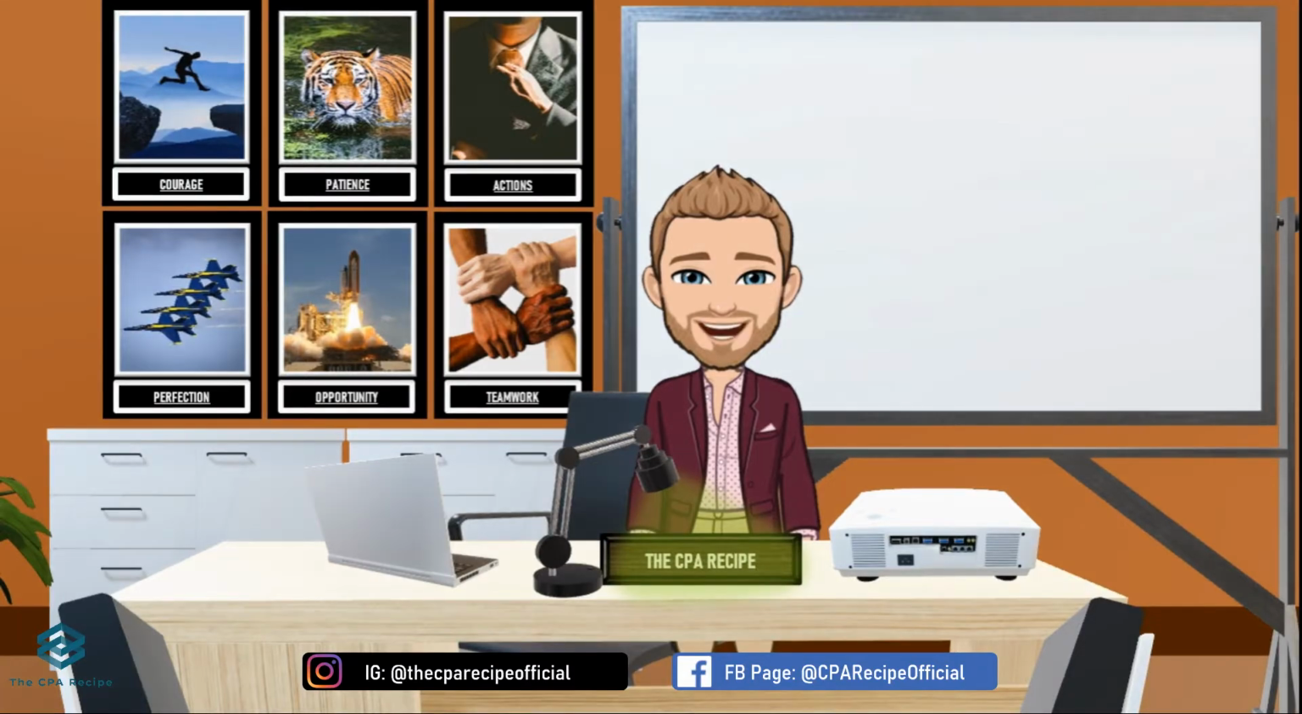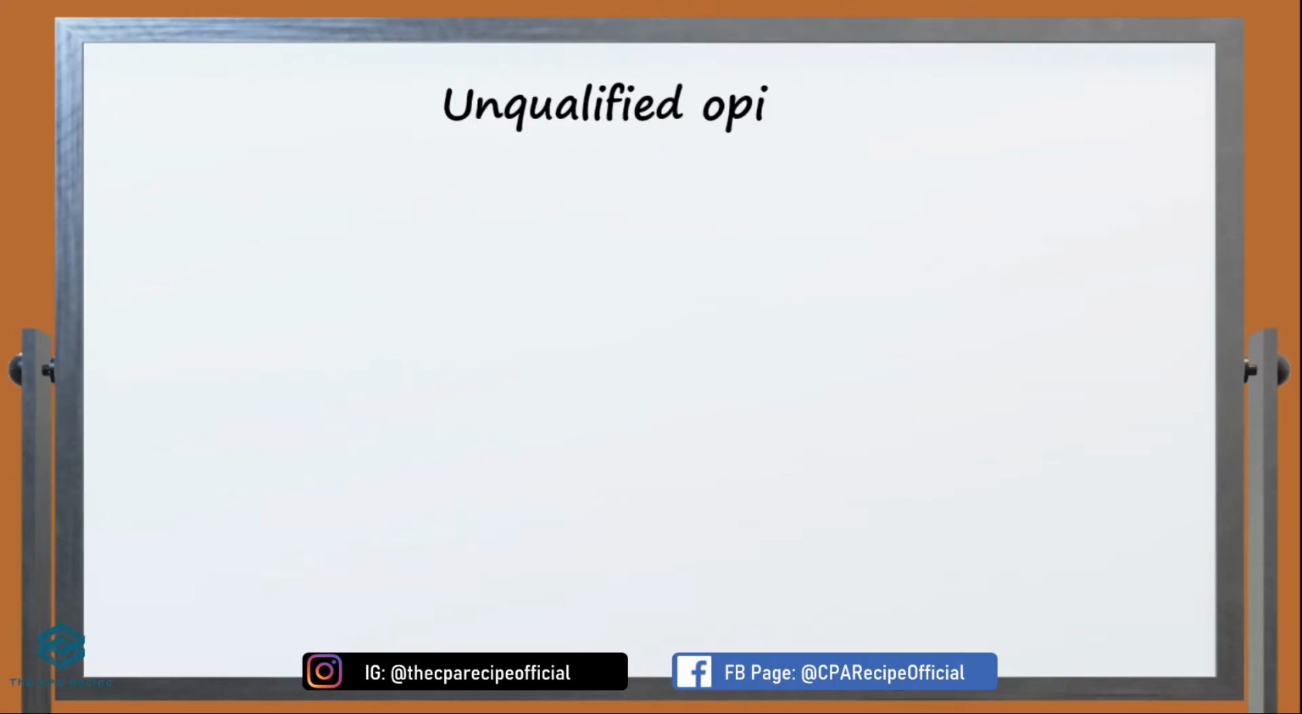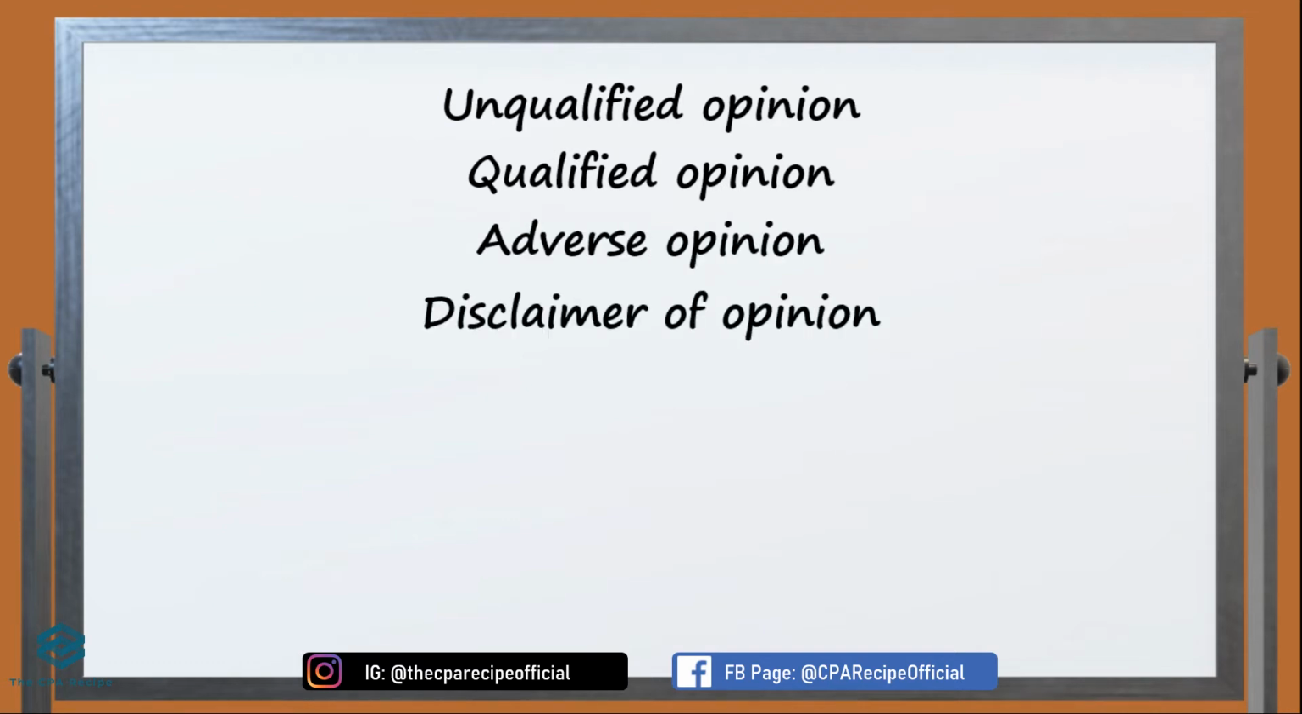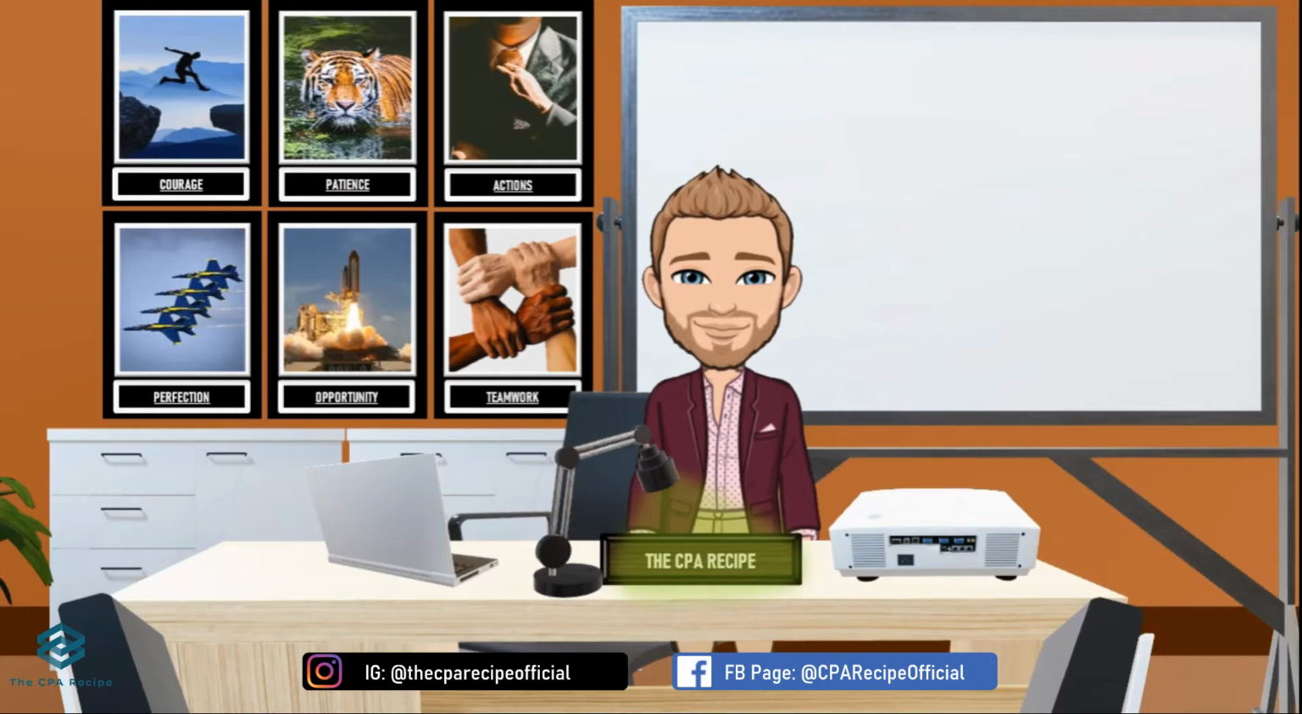There are actually 4 types of audit opinion which an auditor may issue in his auditor report, namely yung unqualified opinion, qualified opinion, adverse opinion, and disclaimer of opinion. Now, I'm going to discuss each of these types of opinion one by one, as well as kung ano ba ang factors or ang mga nagiging dahilan ng auditor para ito ang i-issue niya.